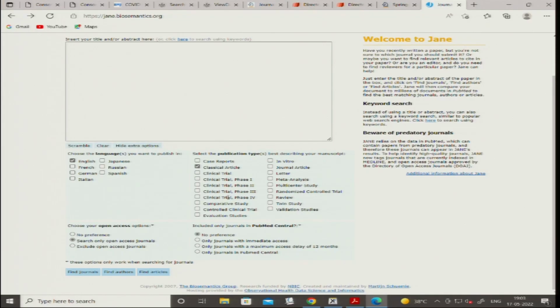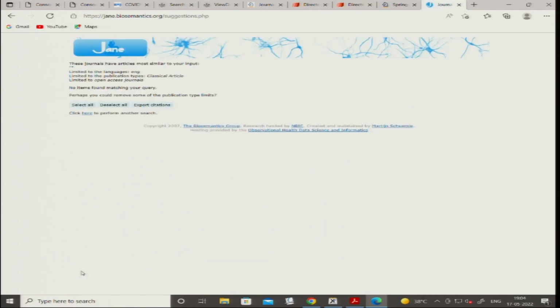So suppose you select the English language, and you select the open access journal, and you select the classical article, and here you have also one more criterion, that is PubMed Central. Okay, so you can choose no preference, or you can have a preference like only journals with immediate access, or only journals with a maximum access delay of 12 months, or only journals in PubMed Central. Suppose you don't take any preference, and now you find classical articles.